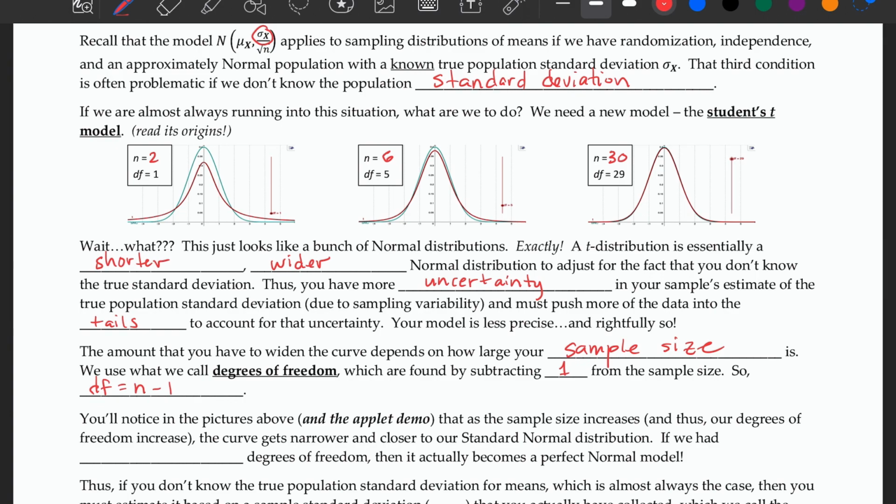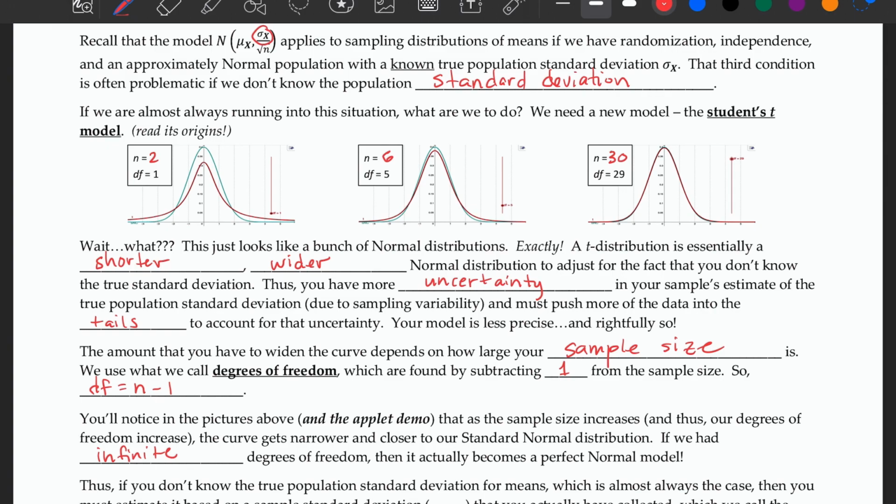And we also noticed from labeling the things up above here, hopefully, that as the sample size increases, and thus the degrees of freedom are increasing, that curve gets a little bit narrower. Those tails flatten out, and it gets a little bit taller in that center part and gets closer and closer to that standard normal distribution. In fact, theoretically, if we had an infinite number of degrees of freedom, then it actually becomes the perfect normal model. That'll become important to us when we get into something called confidence intervals a little bit later this unit.